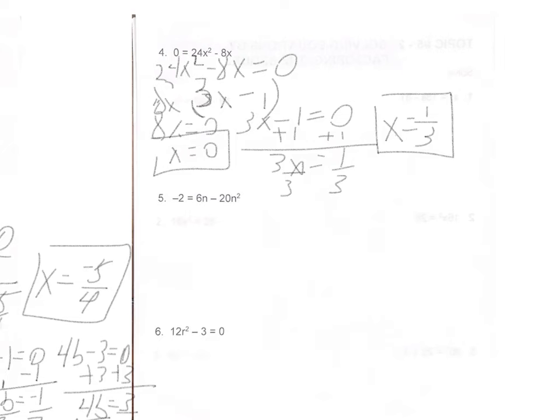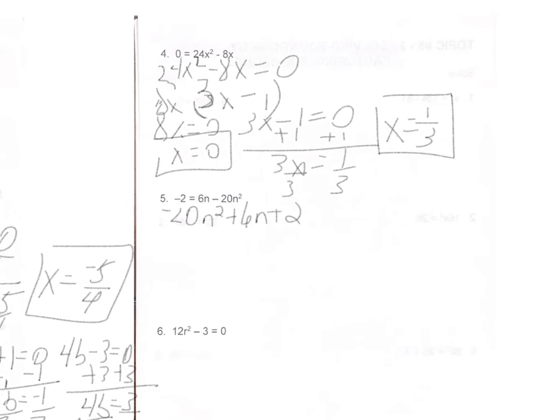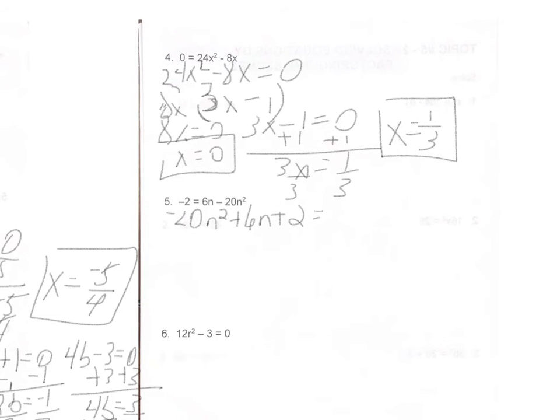Alright, so on this one, it's going to be negative 20n squared plus 6n plus 2 equals 0. So we're going to bring out a negative 2. So we have 10n squared plus 3n plus 1. So the factors of 10 that add up to 3.